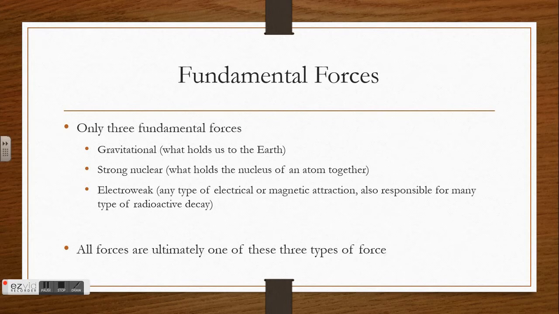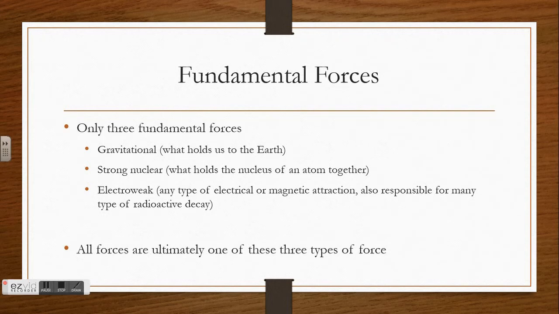The third fundamental force is what we call electroweak. Electroweak is really a combination of lots of different types of forces: any type of electrical interaction, magnetic interaction, and the force that's responsible for lots of types of radioactive decay. Basically, it's how individual protons and neutrons stay stuck together, not what holds the nucleus of an atom together. That's really this electroweak force, what we call the weak nuclear force.